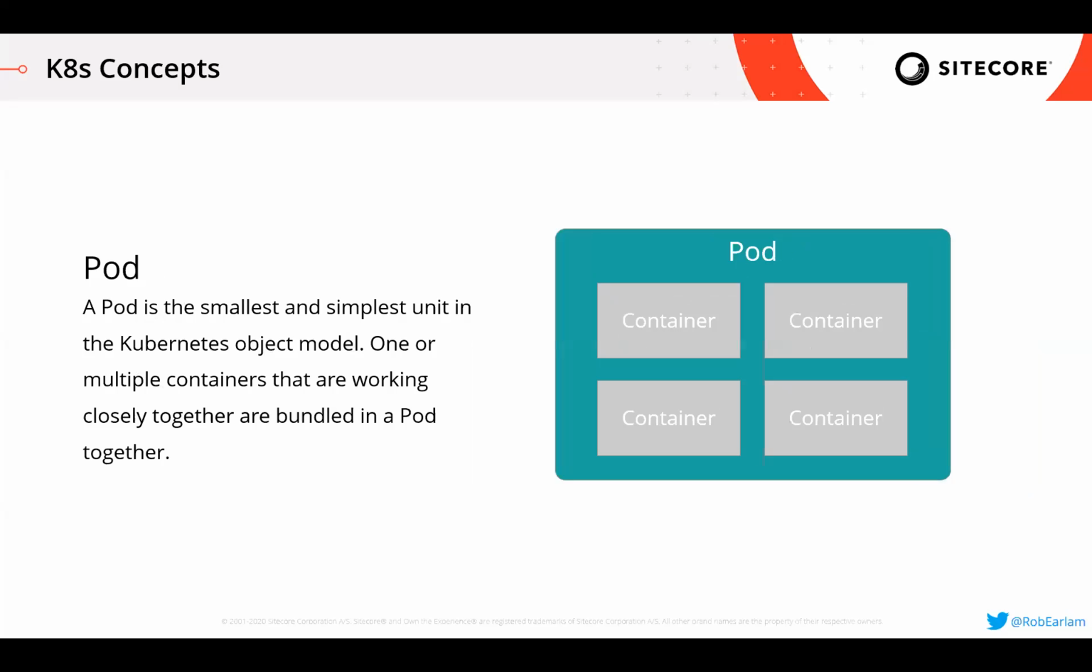A pod is basically the smallest unit that you can actually deploy in Kubernetes. So a pod will contain one or more containers, and each of those containers needs to be closely tied together if you're going to deploy more than one. And you can then scale your pods out horizontally. So you can have 2, 3, 4 pods doing the same job and load balance the traffic between them. You can't scale the individual containers within a pod though.